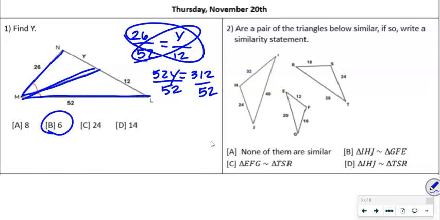All right, so on this next one, it says, are there a pair of triangles that are similar below? So write a similarity statement. So we're going to put our dots on our sides. This is our shortest side, right? One dot. 1 dot, 2 dots, 3 dots. 1 dot, 2 dots, 3 dots. Here, 1 dot, 2 dots, 3 dots. Okay, that's how we're going to set this up.